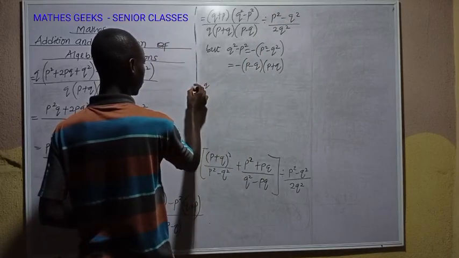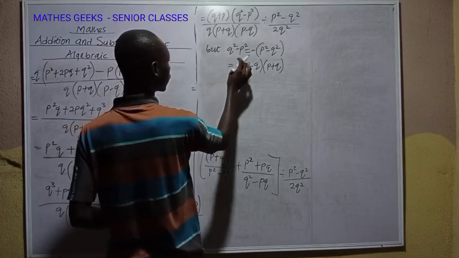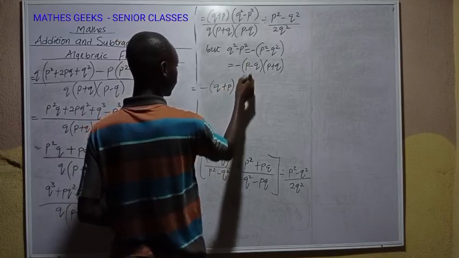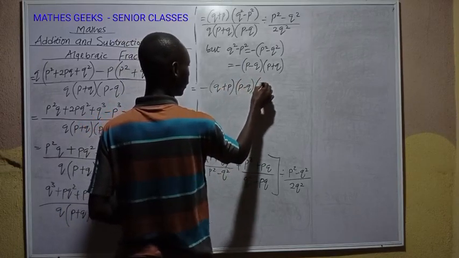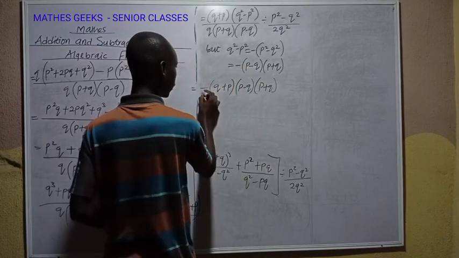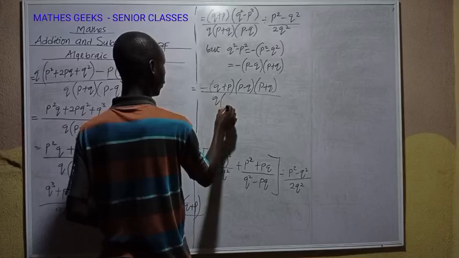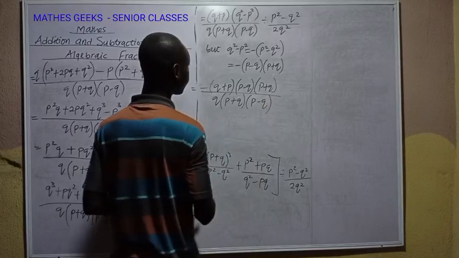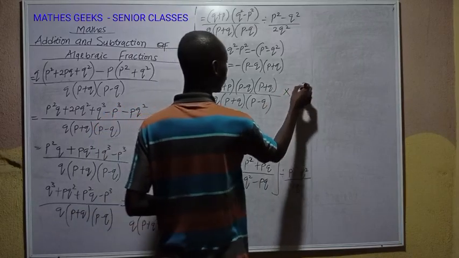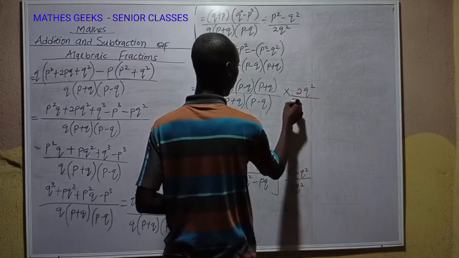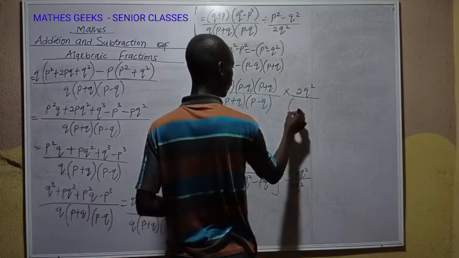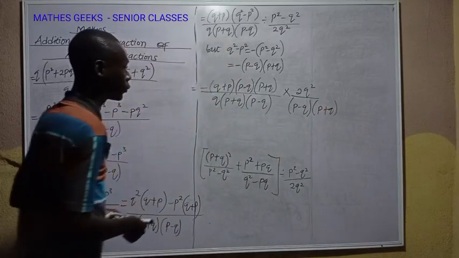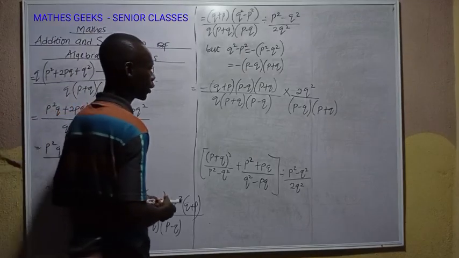So this is equals to, because of this minus sign, we'll start with minus (q plus p)(p minus q)(p plus q). This minus sign is what you have here, over q(p plus q)(p minus q), times 2q squared over, and this is the difference of two squares, so it becomes (p minus q)(p plus q).